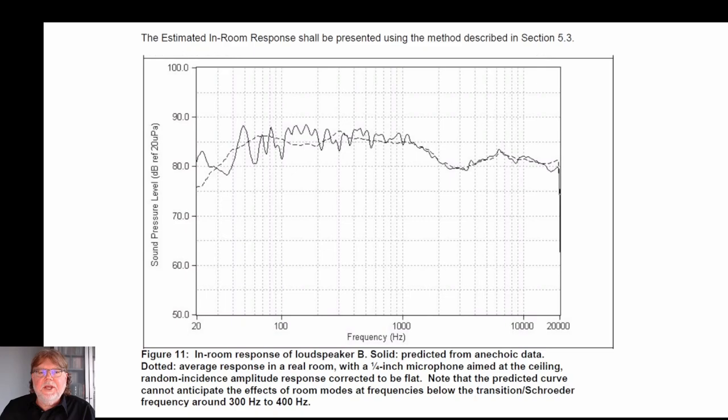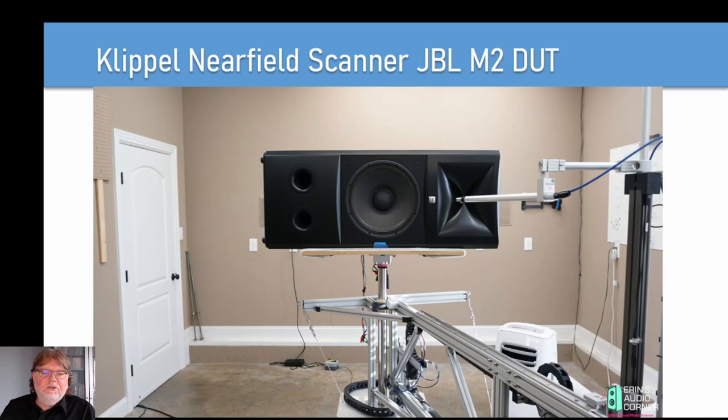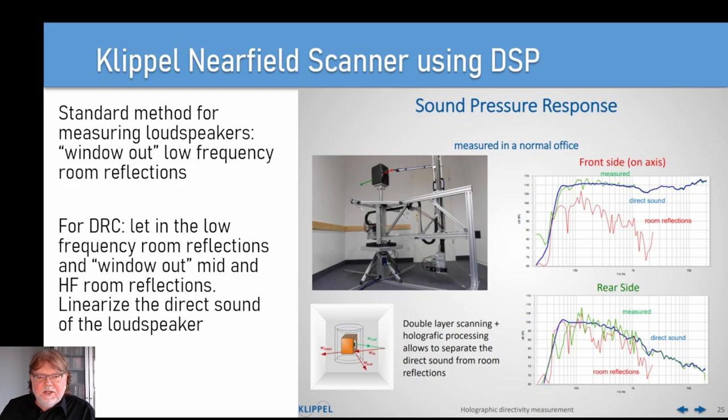Here we have the JBL M2, which is a great sounding and a good measuring loudspeaker, as the device under test being measured by a Klippel near-field scanner. The beauty about this near-field scanner is that you don't need an anechoic chamber to actually record the direct sound or the frequency response of the device. This is because the Klippel near-field scanner is also using state-of-the-art digital signal processing. It's able to window out or separate the direct sound from the room reflections.